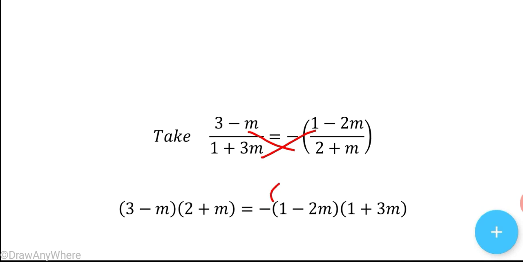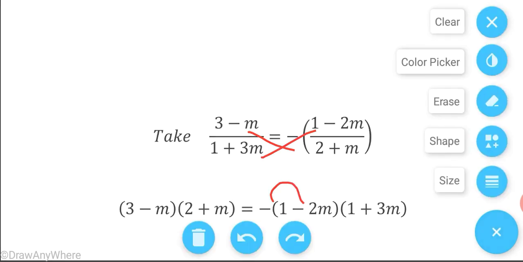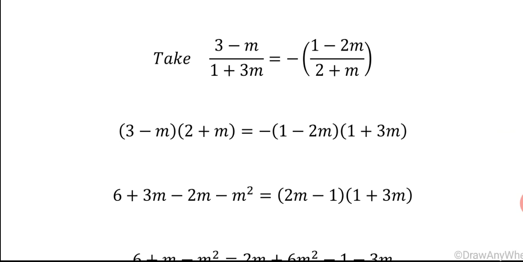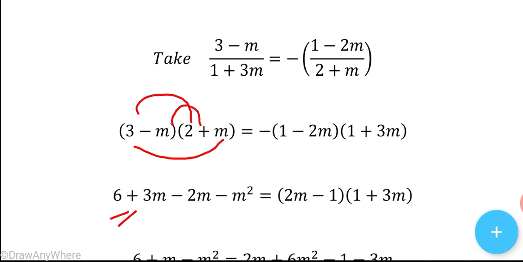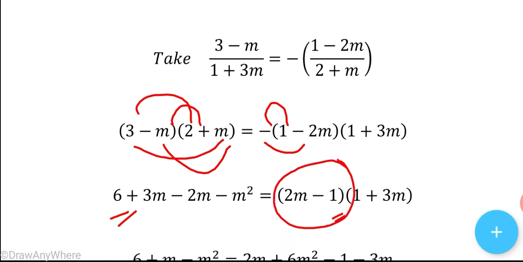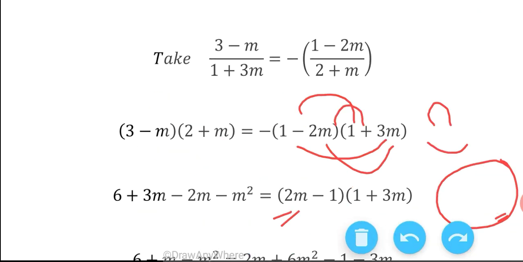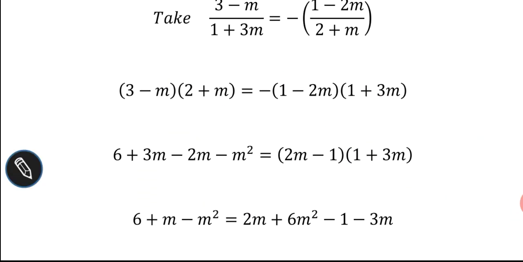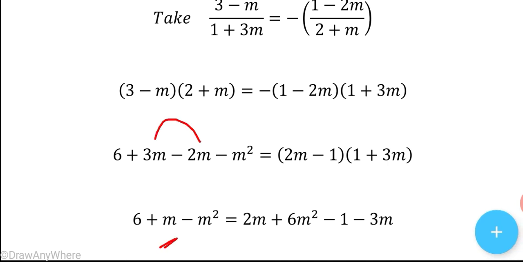Okay, now multiply with this minus, so it will become 3 into 2 is 6, 3 into m is 3m, minus 2 into m is minus 2m, minus m into m is minus m squared, is equal to minus 1 into minus 1, minus into minus plus 2m. Okay, so by multiplying with the minus, we can write 2m minus 1 equal to, write this as it is, 1 plus 3m.